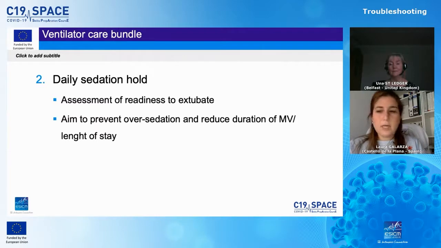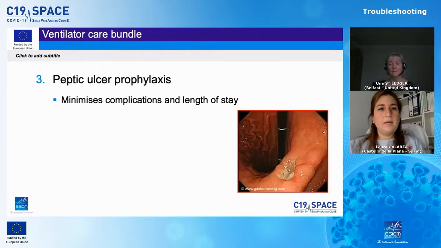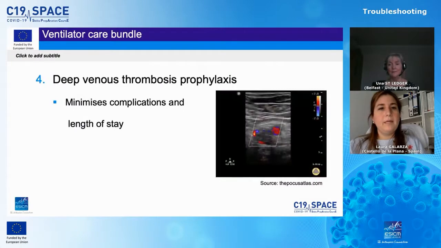We want to hold sedation interruption in paralyzed patients, in neurological patients with high intracranial pressure, or in respiratory patients with great needs of PEEP and FiO2. The peptic ulcer prophylaxis will minimize the risk of ulcers and bleeding, and consequently decrease the length of stay in our unit. The prophylaxis of deep venous thrombosis with mechanical methods, such as intermittent leg compression, or with pharmacological agents, will minimize the risk of venous thrombosis and decrease the length of stay.